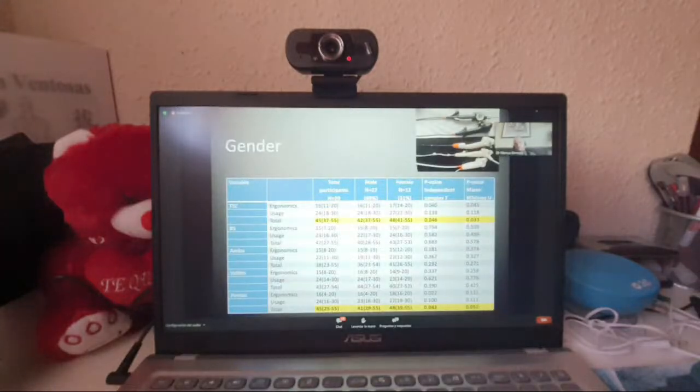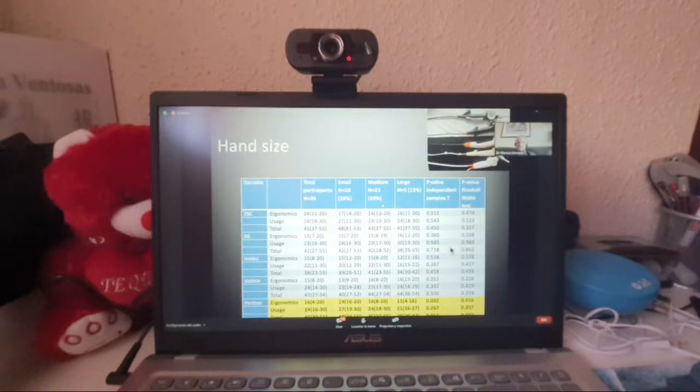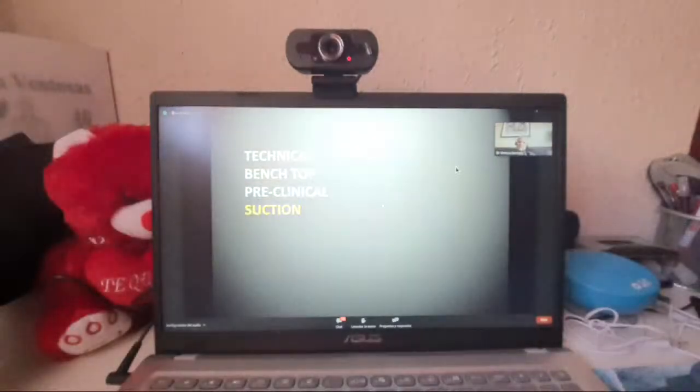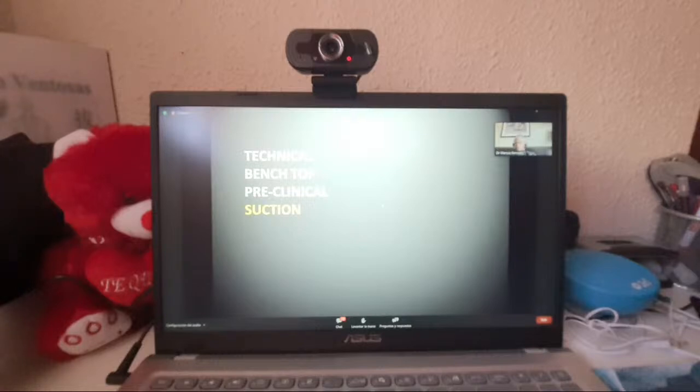We looked at other factors, including gender, and females tended to prefer the Pentax scope. Males prefer the surgery company scope, and there's a reason for that. If you have a smaller hand, you prefer the Pentax scope. Females typically have smaller hands, and that comes down to the measurements we did here of various different measurements regarding the handle size. So that was just putting the scopes into people's hands. As I said, people didn't like the Ambu scope, especially the respiratory docs and the critical care docs.